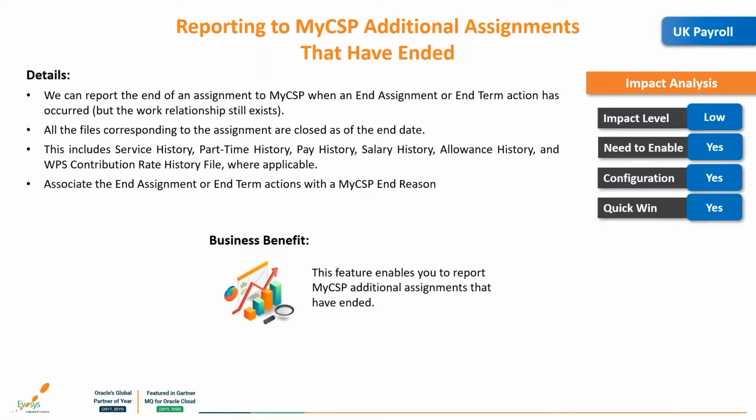It also end dates and closes all the files corresponding to that particular assignment. So how do we enable this? We have to associate the end assignment or the end term action that we are going to do to the MyCSP end reason. If we are using action reasons as the MyCSP end reason, we will have to map all the action reasons to the MyCSP end reason. So this is a very useful feature for the UK payroll, wherein we can end date the additional assignments in the MyCSP report.